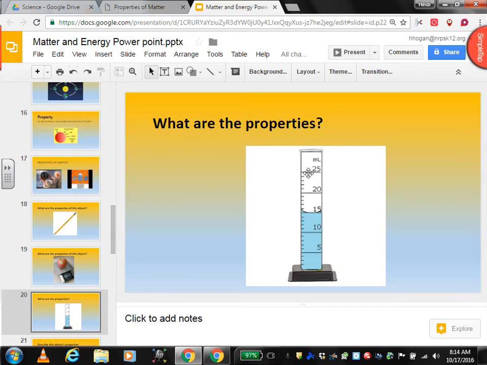What are the properties of this test tube? Like we call it a graduated cylinder. How would you describe this? Because you may not have known what it was, but it does measure liquid. It measures from 0 to 25 milliliters. It is a cylinder, and it looks like it's clear.